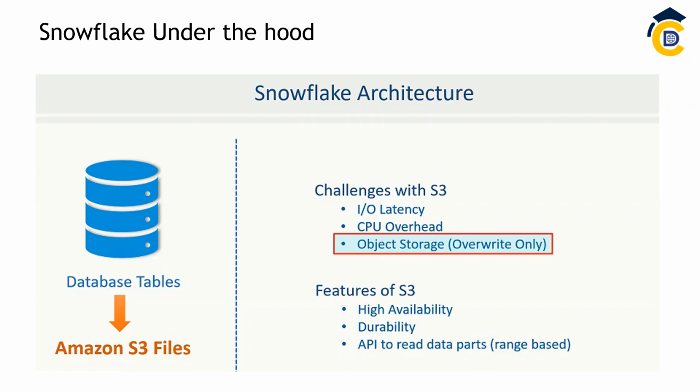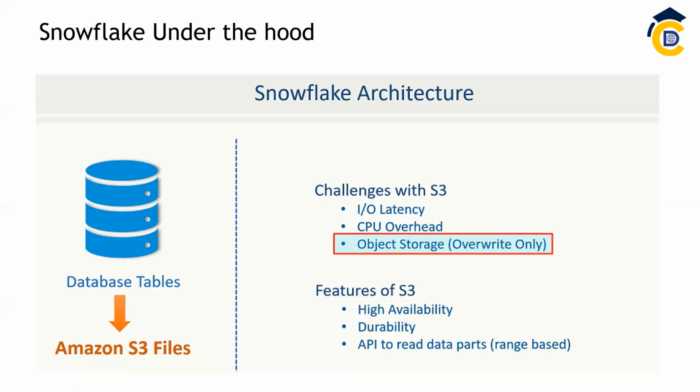It's an interesting selection which Snowflake made, why they went for S3, because S3 has some challenges. There is IO latency, which makes it a bit slow. And obviously, when it is IO intensive, there will be a lot of CPU overhead. There is also object storage, which means that it is overwrite only. You cannot update data. If you want to update, you will have to overwrite the whole thing. So these are the challenges with S3.